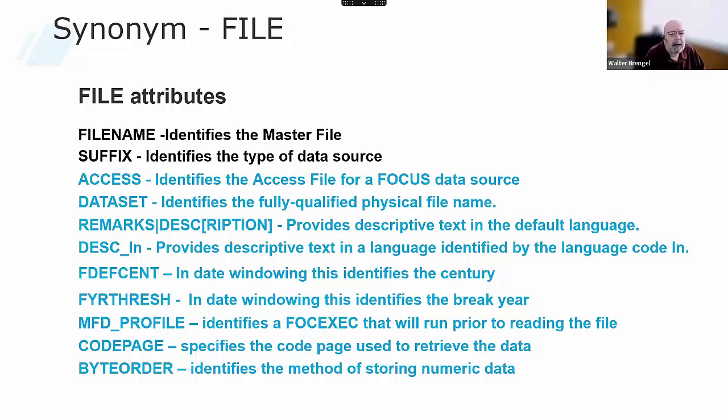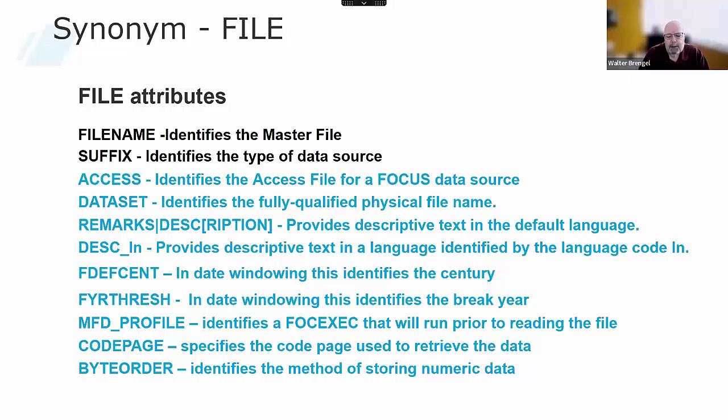Code page, when you start your server, your server starts with a particular code page. But you might have data from other sources that were created on other code pages, and you want to make sure you read them correctly. So at the file level, you can then specify what the code page is.